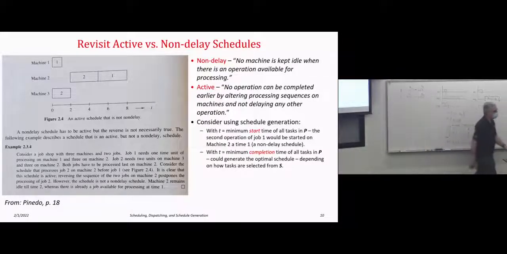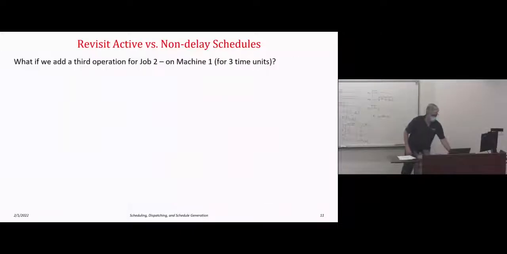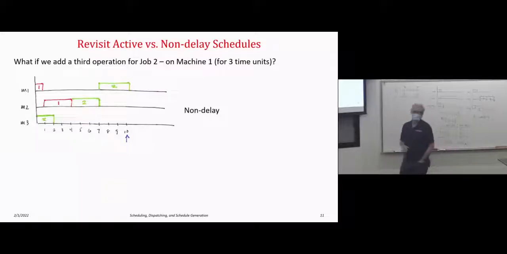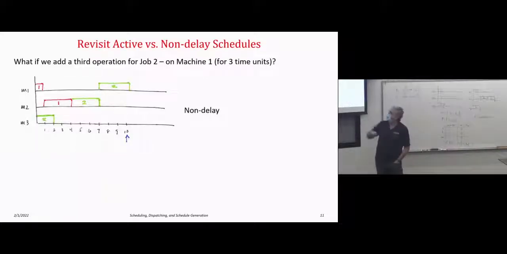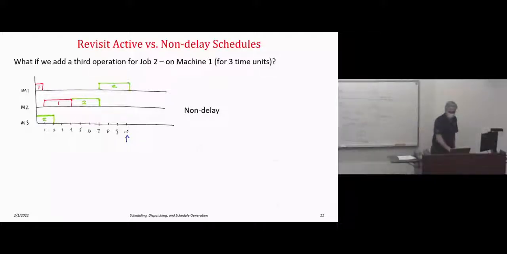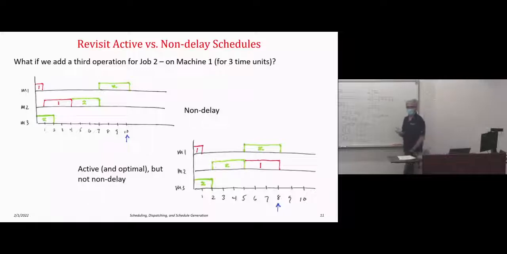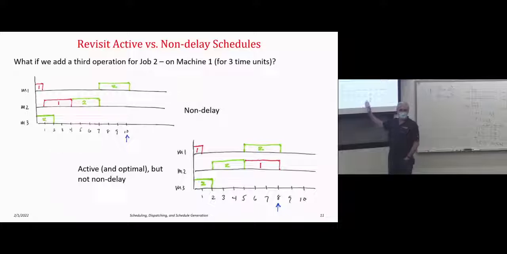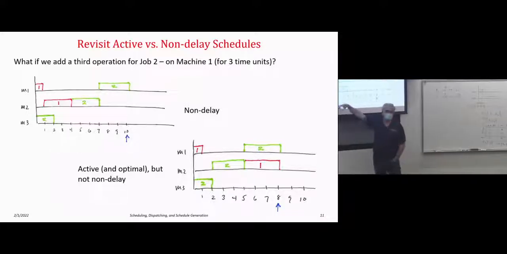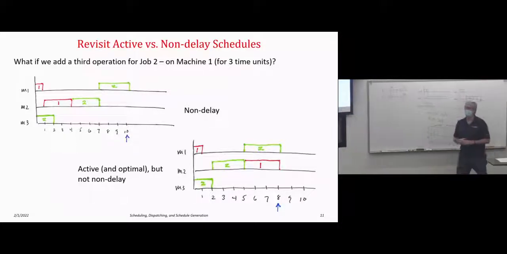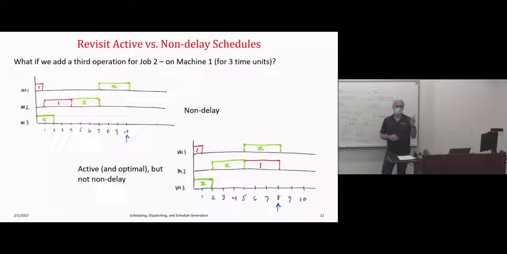Okay? Further, suppose that I say, let's add a third step on part 2. If I had a third step on part 2 that has to go back to machine 1, and I do a non-delay schedule, it finishes at 10. But if I do an active schedule, then it's going to finish earlier, at time 8. And so in this particular case, the active schedule is optimal for both criteria, the makespan criteria and the non-delay, priority to job 2 criteria.